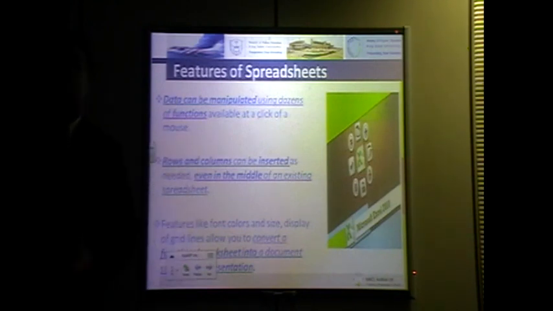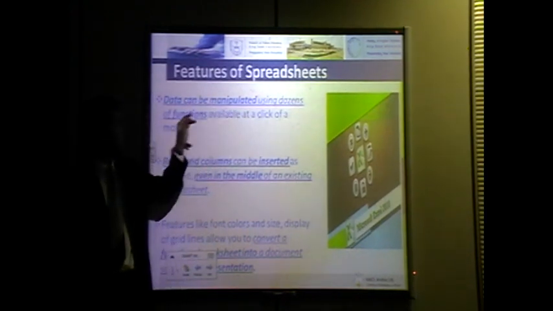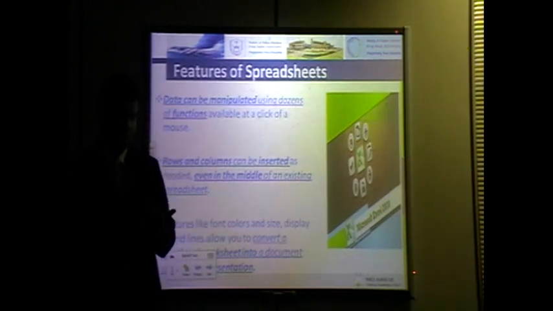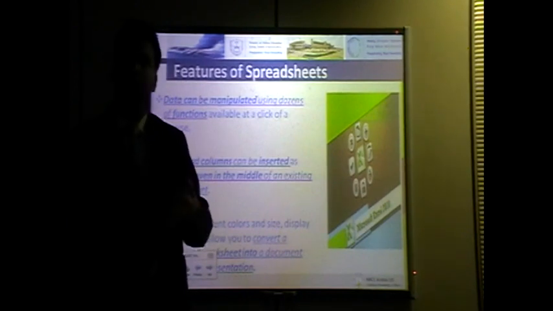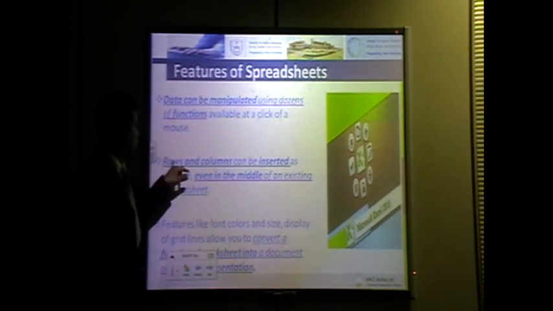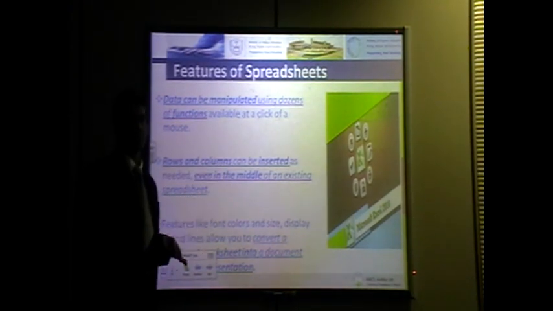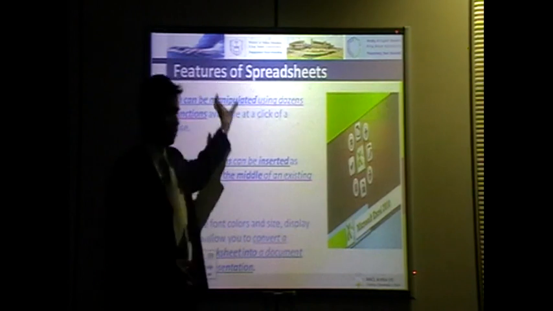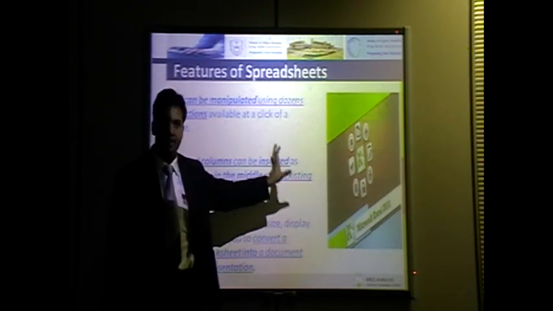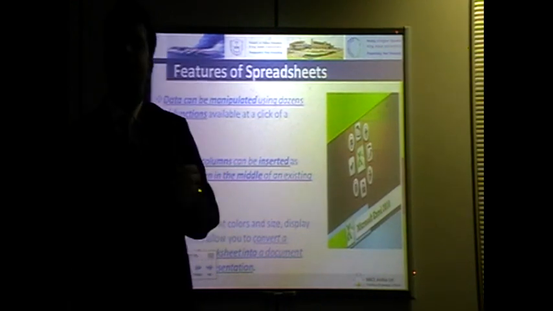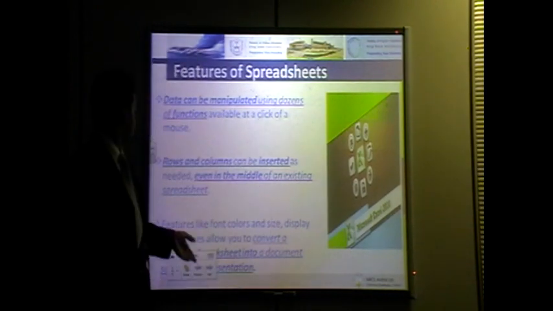What are the features of Excel? You can see, first one is data can be manipulated using a dozen functions. Excel provides you many functions, for example sum, max, min. So you can work on different types of data. Rows and columns can be inserted. There are grids, columns and rows inside the Excel sheet. You can insert as well as delete as per your requirement.